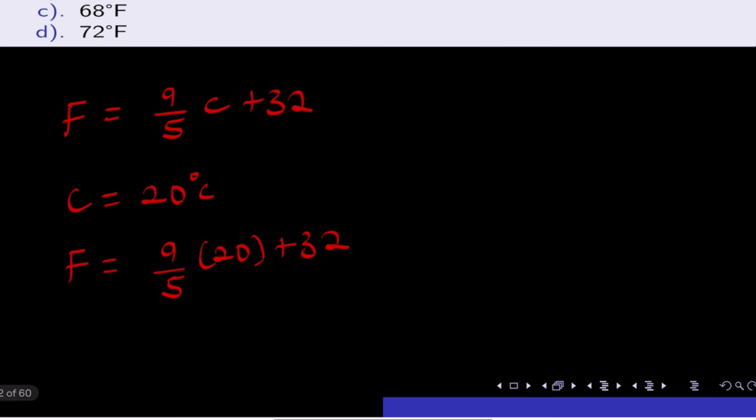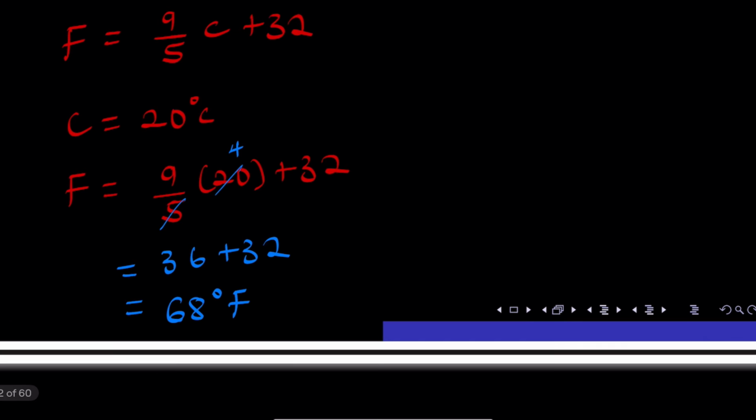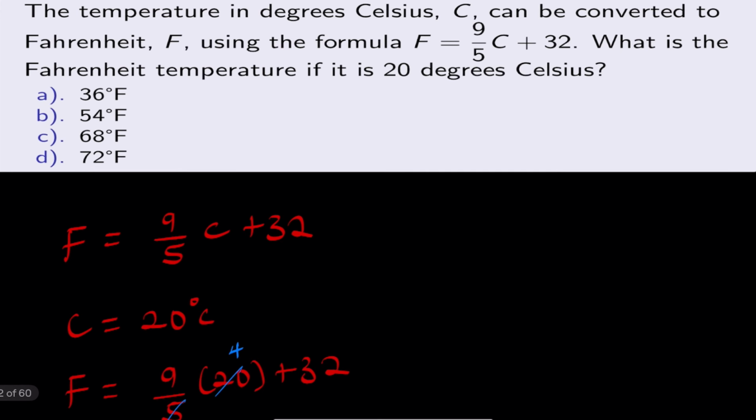So now let's simplify this expression. 5 will go into 20 4 times, and we are going to have 4 times 9, which is 36, plus 32. Thus, our answer is 68 degrees Fahrenheit. And so the correct option is option C.